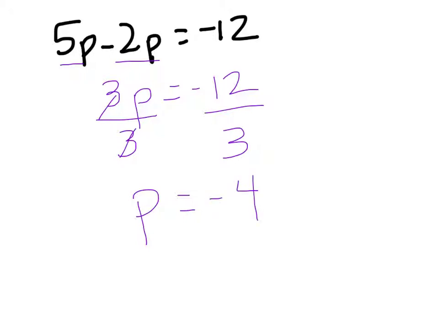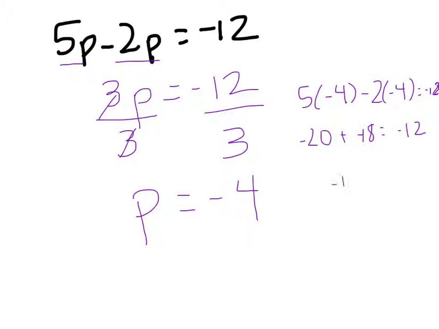Now remember, we can check these. I can check this the same way. Plug in negative 4 into my equation and make sure that it works. So I have 5 times negative 4 is negative 20, minus 2 times negative 4 is negative 8, equals negative 12. Add the opposite, negative 20 plus 8 is negative 12, and that does equal negative 12. All right, so that tells me I did it correct.